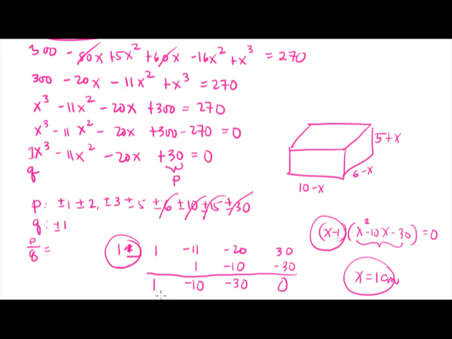Again, for this kind of problem, it can have more than one answer. So you check if the other factor is factorable. If not, then you only consider the x minus 1 factor in this case. So the answer for number 3 is x equals 1 centimeter.